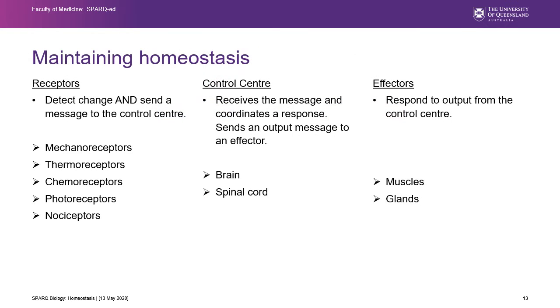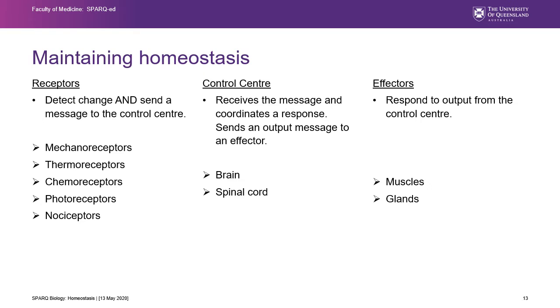I'm going to give you some definitions for some of the terms mentioned in the previous slide. The role of a receptor is to detect any changes in the environment and send a message to the control centre. There are 5 types of receptors that the syllabus asks you to be familiar with. We're going to look at 4 of them in more detail. The one we're not going to look at is the nociceptor. A nociceptor is a type of pain receptor.